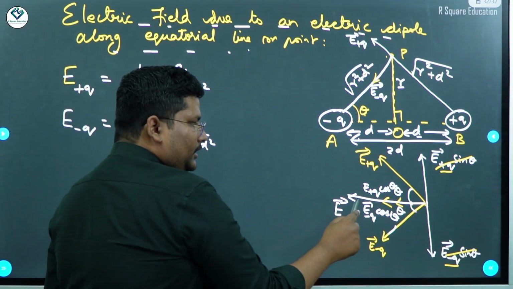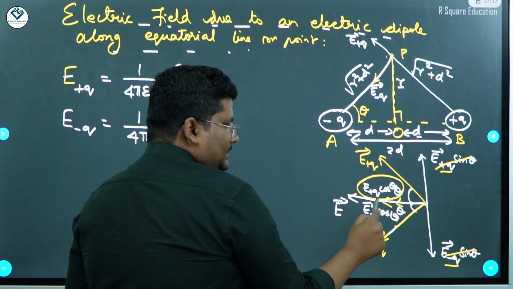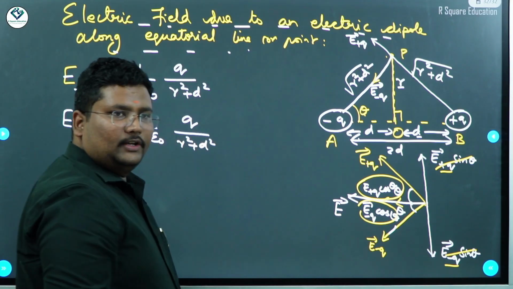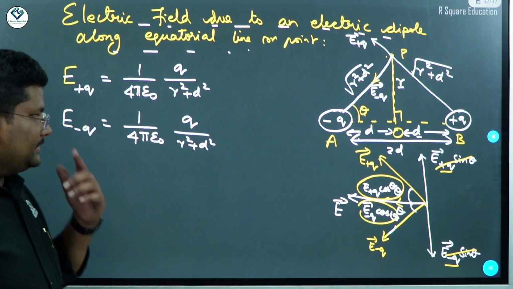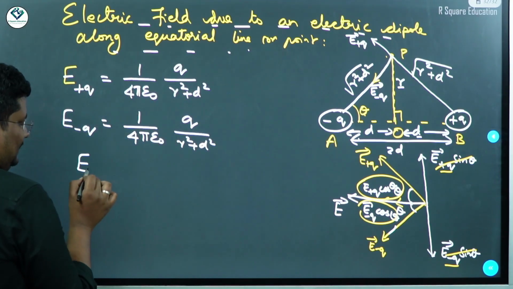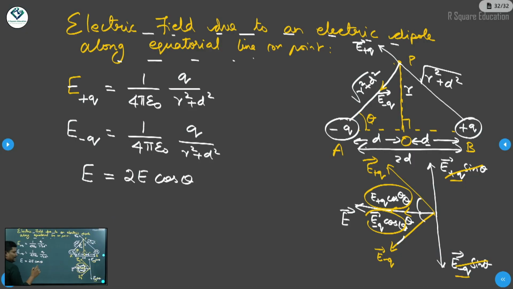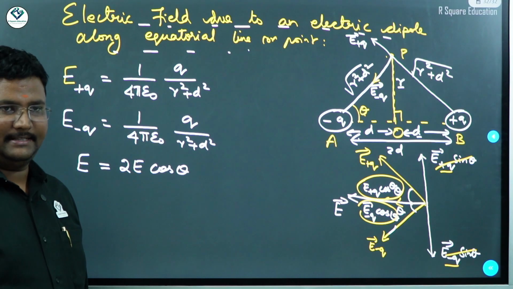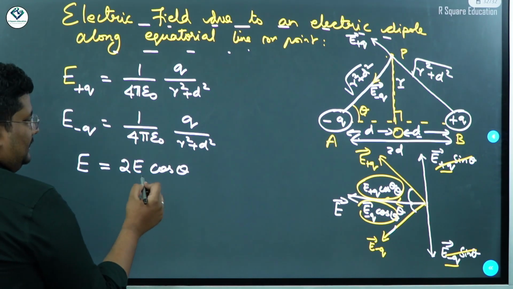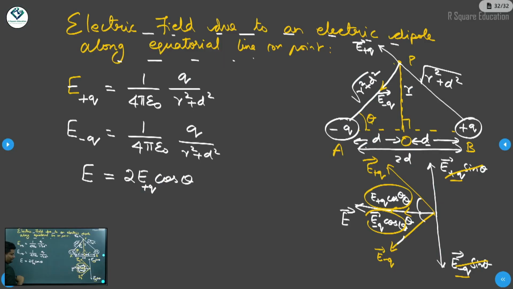So the resultant is going to be what? E cos theta plus E cos theta, correct? So it's going to be 2E cos theta. So can I take the net electric field as 2E cos theta? You can take either plus Q or minus Q because both the magnitudes are same only, right? So let me take it as E plus Q cos theta.